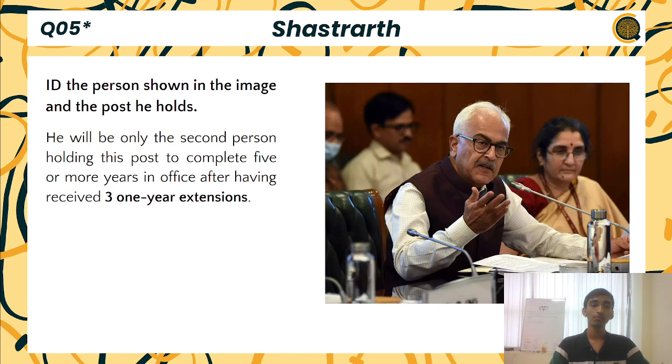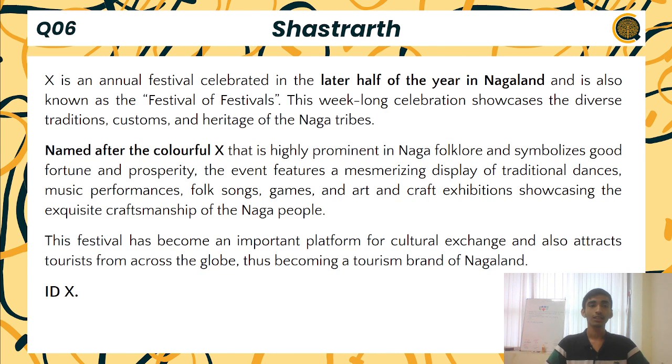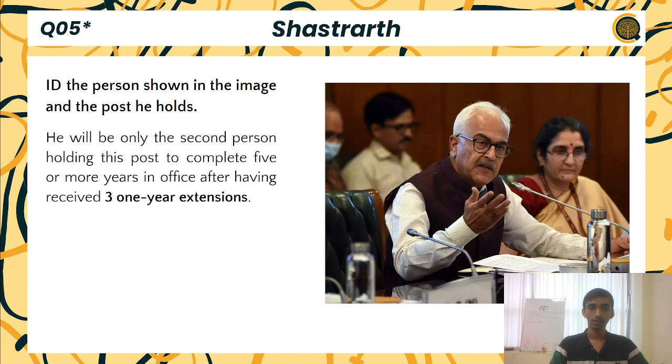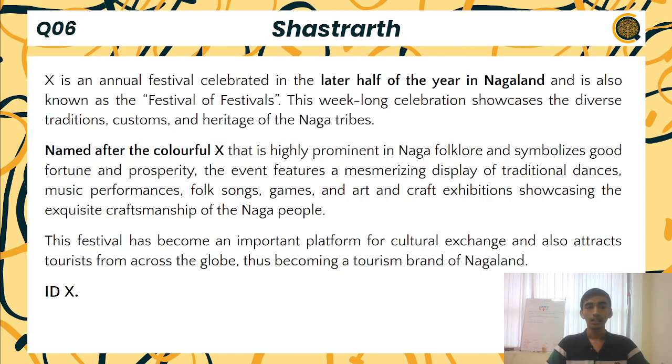Correct. Moving on. Question number 6. So X is an annual festival. Also 5 is star marked. X is an annual festival celebrated in the later half of the year in Nagaland and is also known as the Festival of Festivals. This week long celebration showcases the diverse traditions, customs, and heritage of the Naga tribes.